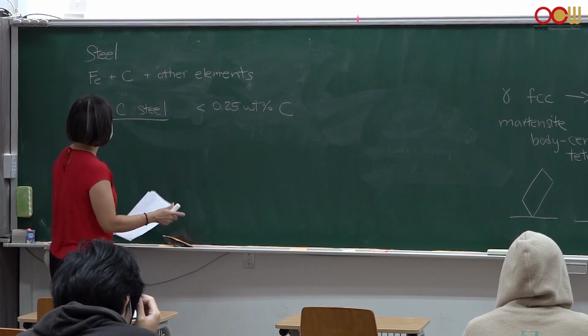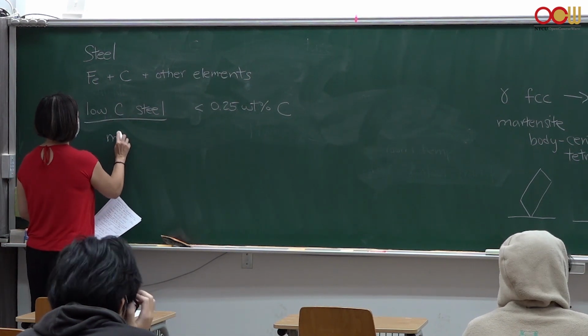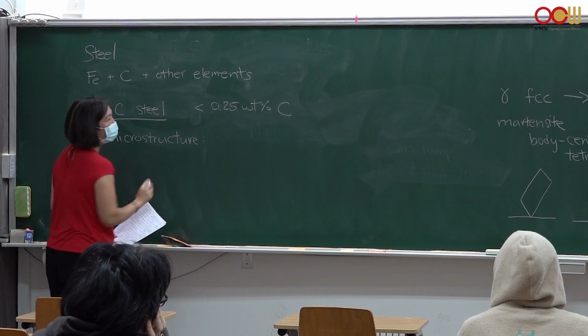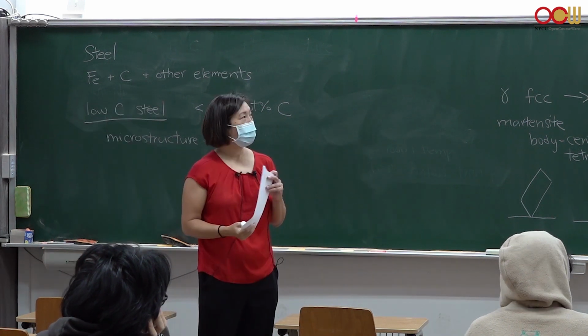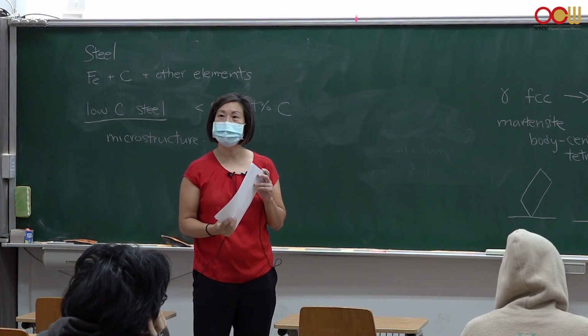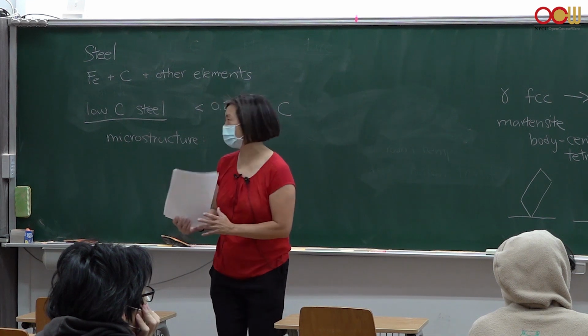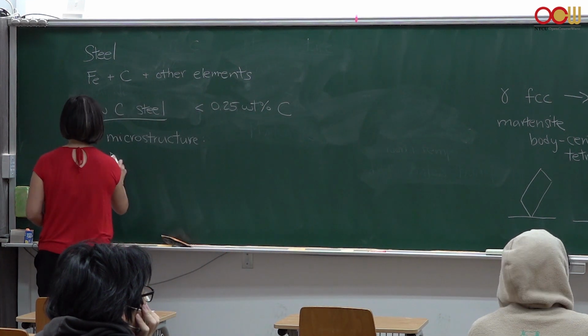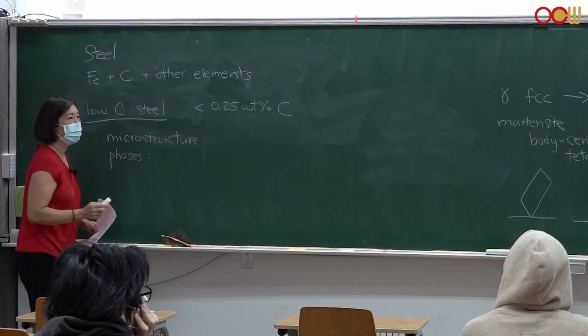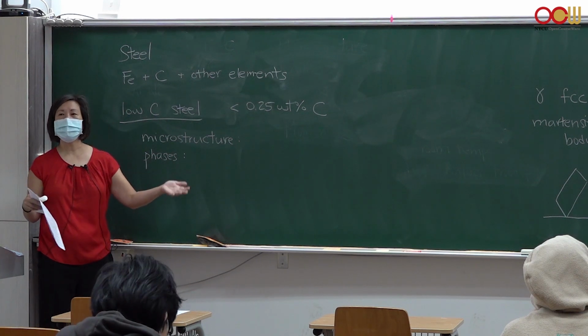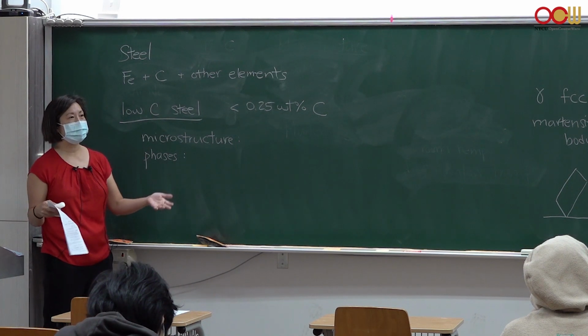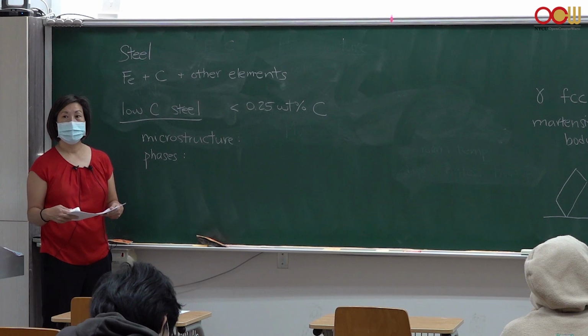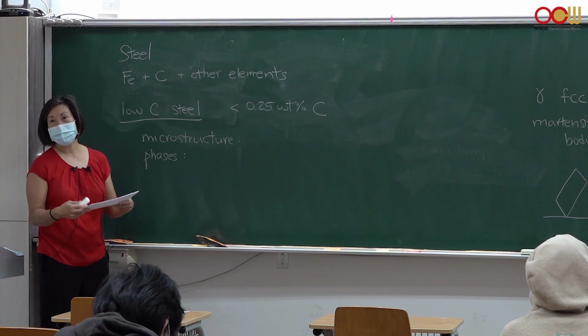So what do you think the microstructure will be for low carbon steel based on the phase diagram? If you were to have low carbon steel, what would be the phases present, first of all? We're using this at near room temperature usually, right? So assume low temperatures: alpha and Fe3C. Okay, so ferrite and cementite.